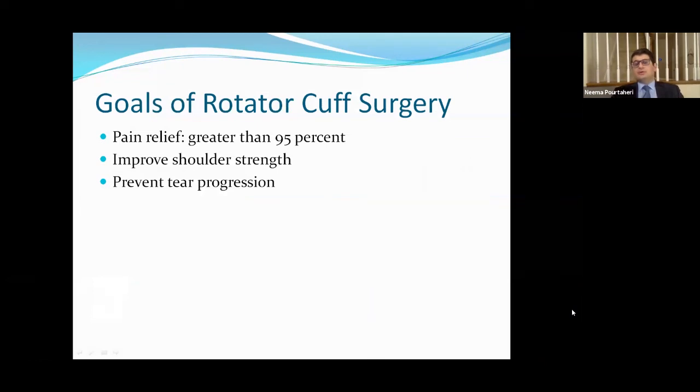So the goals of rotator cuff surgery, really pain relief. It's an excellent operation, greater than 95% pain relief. Also improved shoulder strength once you've recovered. And really another goal of rotator cuff surgery is to prevent tear progression. You know, fixing a tear when it's small is your best chance of fixing it. When these tears get bigger, they develop atrophy and you have poorer tissue quality that occurs with time, it becomes more difficult to fix, if not impossible.